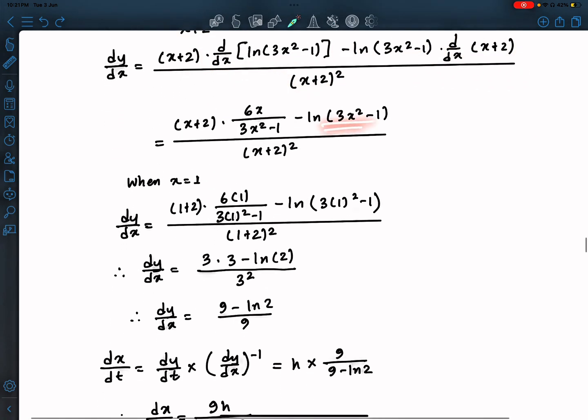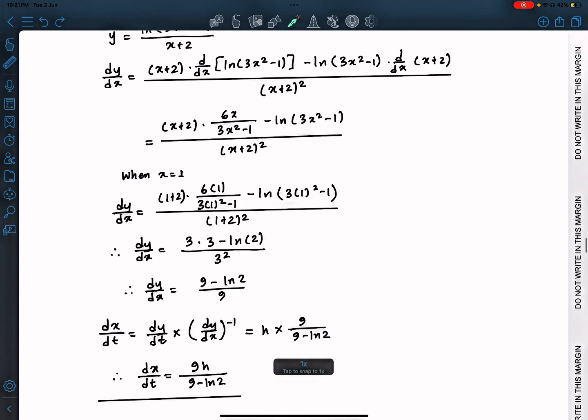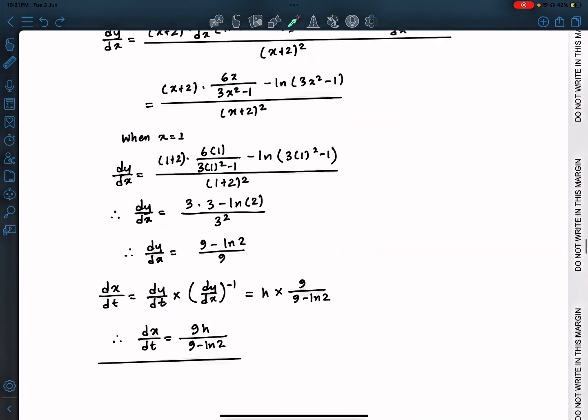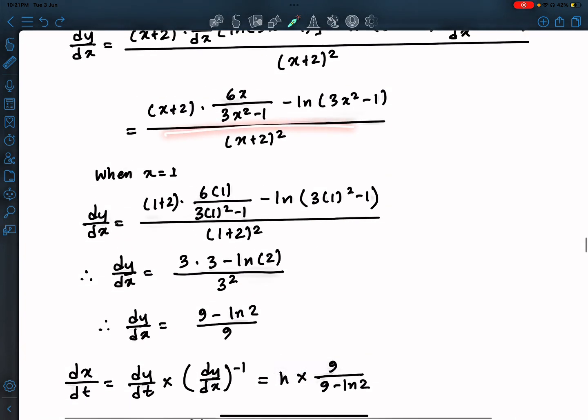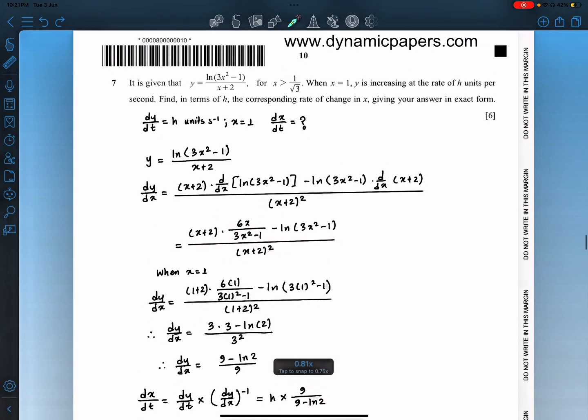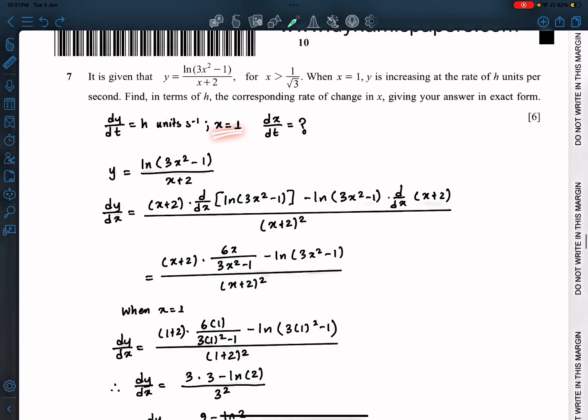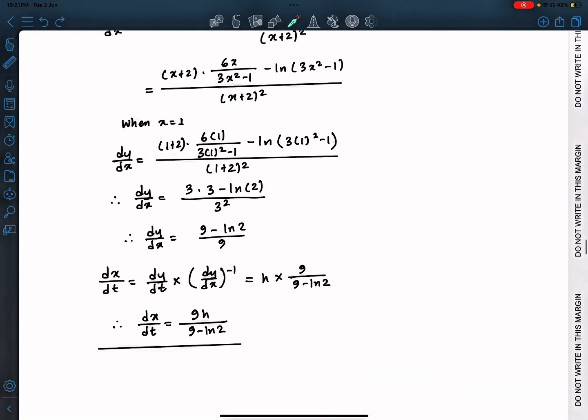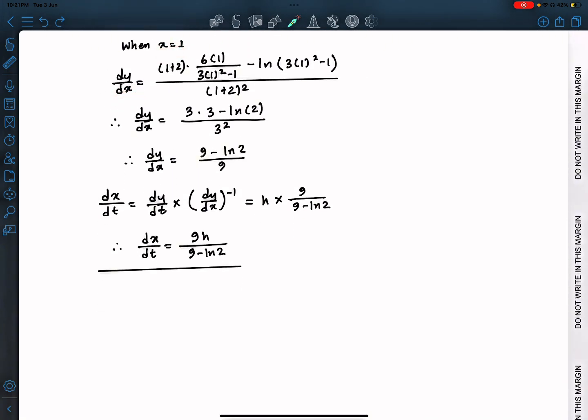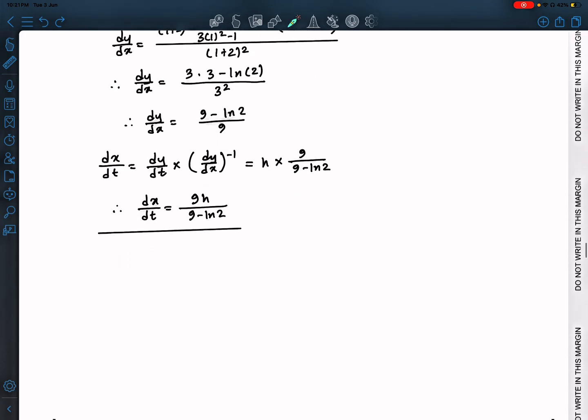Once we solve that using our quotient rule, we find our dy/dx to be equal to this. And since we are taking a look at dx/dt at x equals 1, we need to find the dy/dx at x equals 1. So at x equals 1, we input this 1 over here into our dy/dx. We find dy/dx to be equal to (9 minus natural log of 2) over 9.